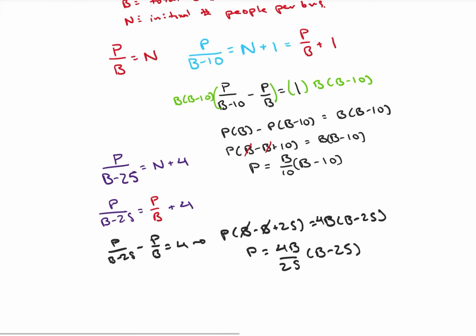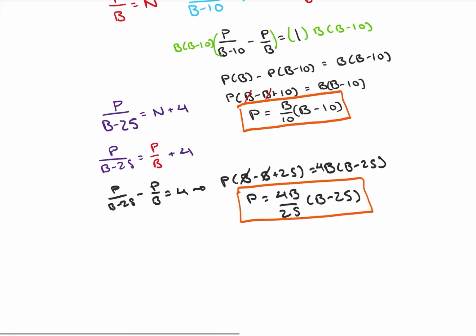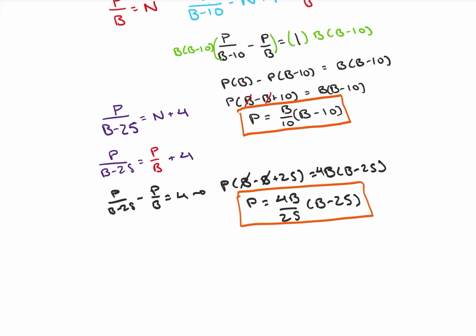Now what we have are two statements where we have P as a function of B. P is a function of B above and there. So let's go ahead and set those two equations equal to each other. You get B over 10 times B minus 10 is equal to 4B over 25 times B minus 25. A couple of our B's cancel.